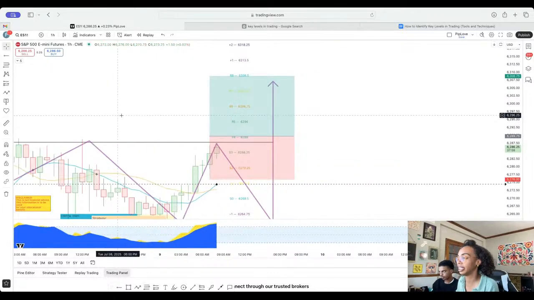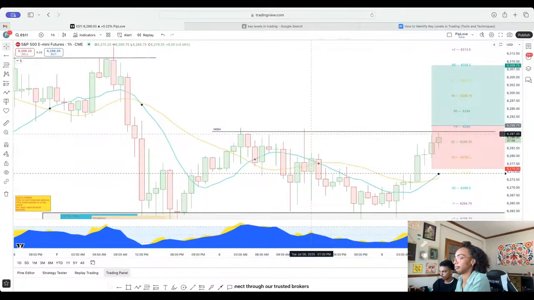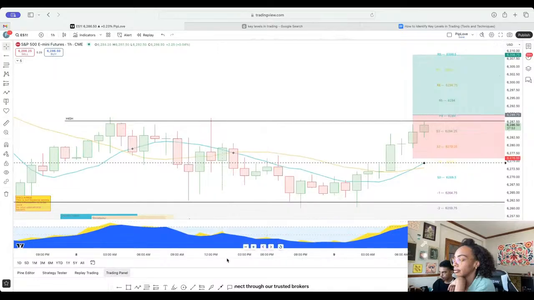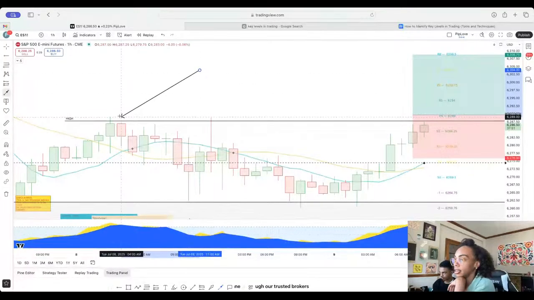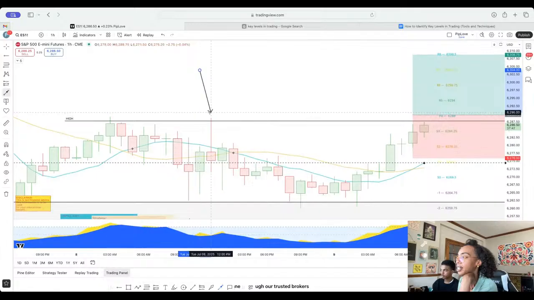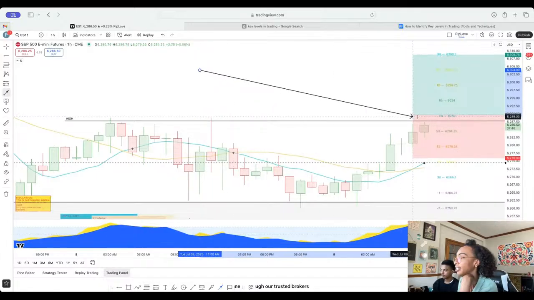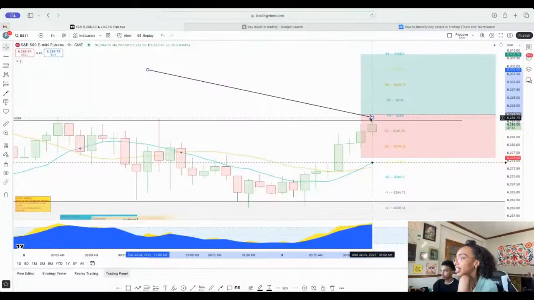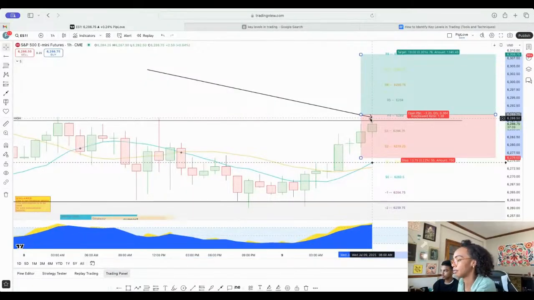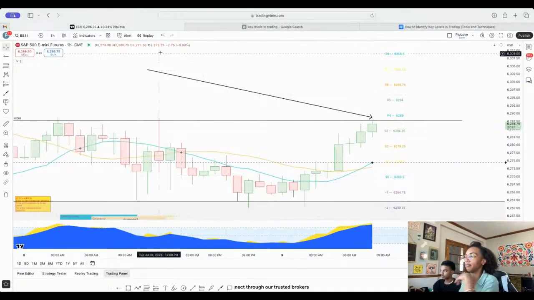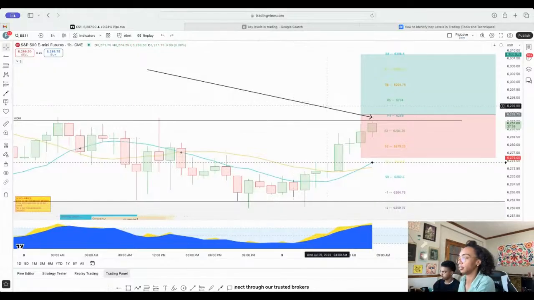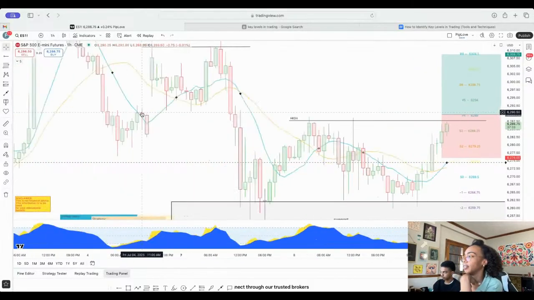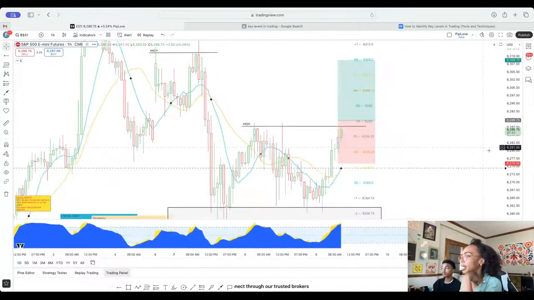As you can see from these wicks, buyers were unable to take price above 63.90 once. They tried again, so let's see how they fare once they come and knock at this door once more. Again, this is on the 1-hour time frame.